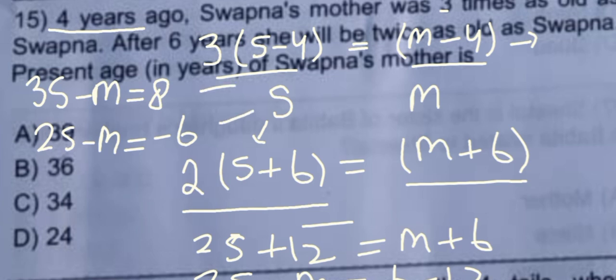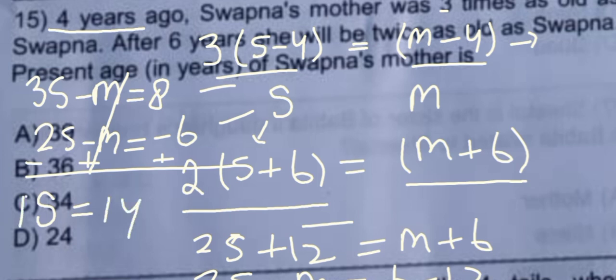So we have these 2 equations, we can subtract them. So here it is minus, this will become plus, and this also becomes plus. This minus m and plus m will get cancelled. Now 3s minus 2s is equal to s, and we have here 8 plus 6 is equal to 14. So we got the age of Swapna, that is equal to 14.